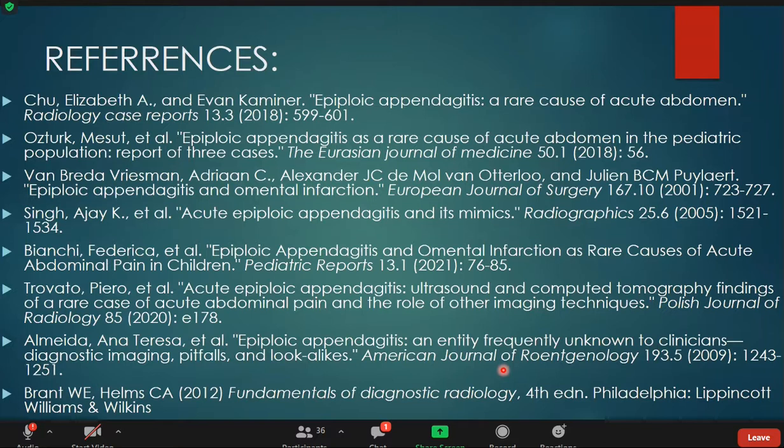Yes, Doc. Actually, I was looking for predominantly pediatric cases for the epiploic appendagitis. It is more common in the adult population. I saw in one article 8 out of 100,000 cases, I think, of abdominal CT scans. But when I tried to look for pediatric cases, they just showed case reports.